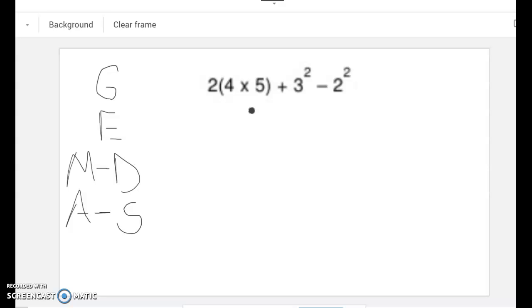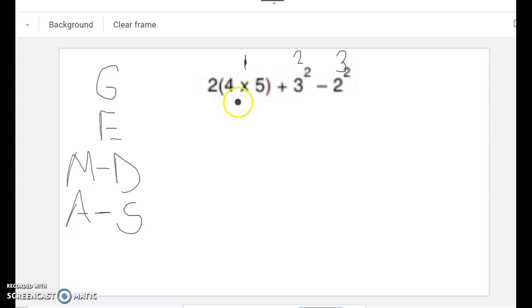And on bubble order, basically we have to make sure that we understand what we should do first. Okay? So, Aubrey, I'm going to talk to you guys about what I should do first, and then I want you to solve this problem. So the first thing I would do is the grouping symbol, 4 times 5. So that's what I would do first. Then I will go over here and do my exponents, 3 to the second power and also 2 to the second power.